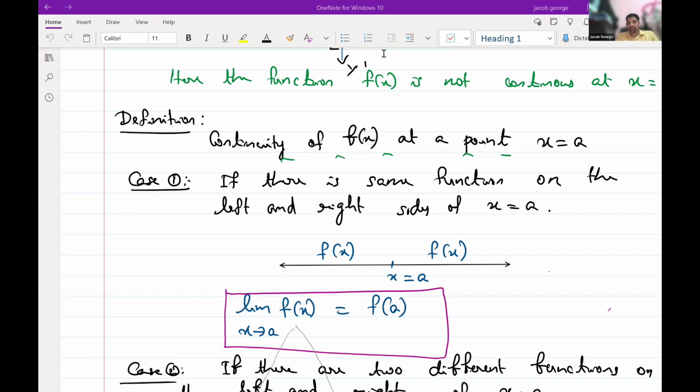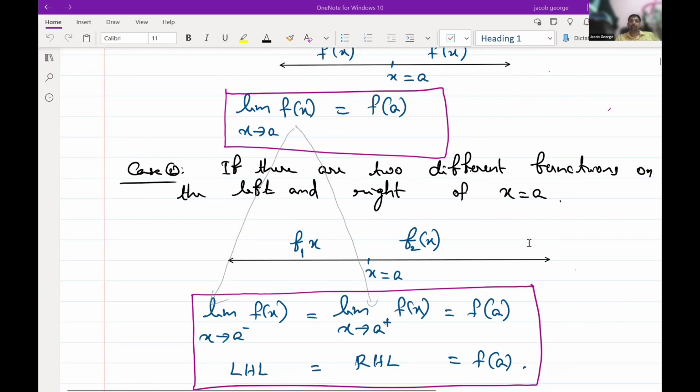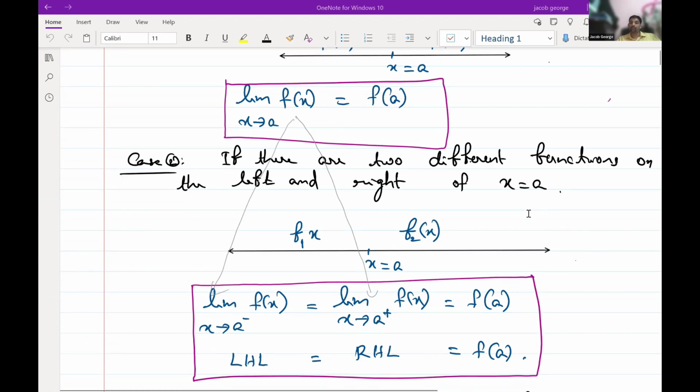The first definition. Second definition: if on the left and right there are two different functions like f1(x) and f2(x), especially for split functions, we use this method. If two different functions are there on the left and right, we have to split that limit x tends to a, f of x into left hand limit and right hand limit.